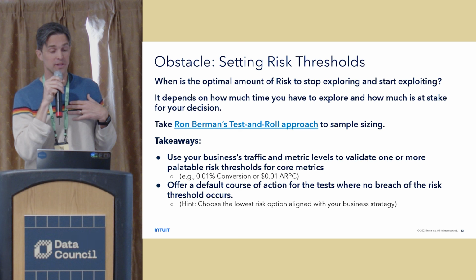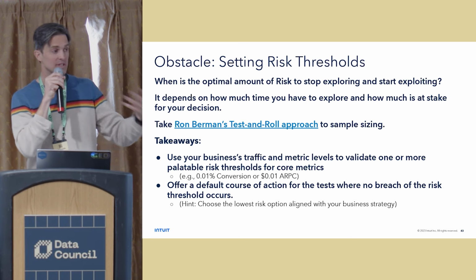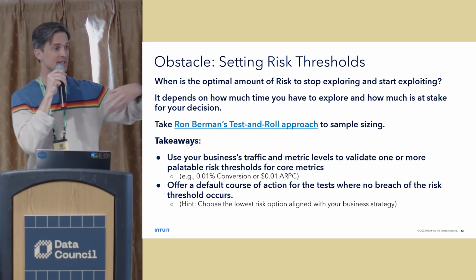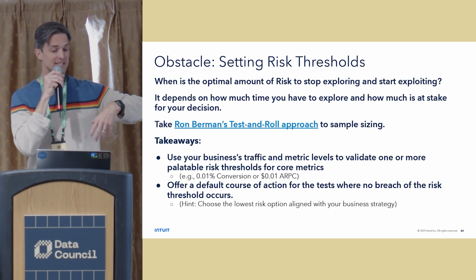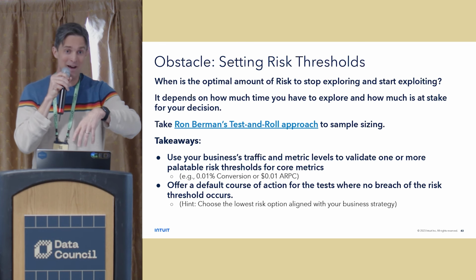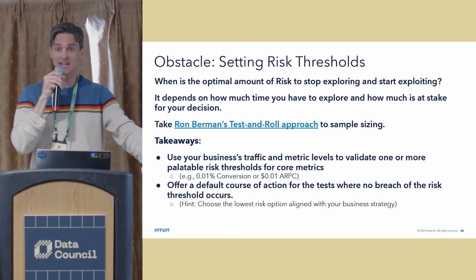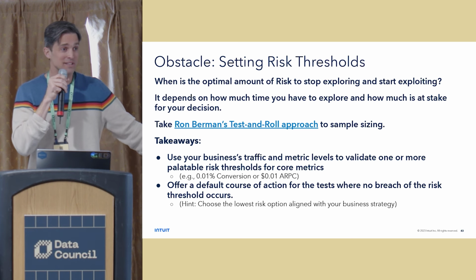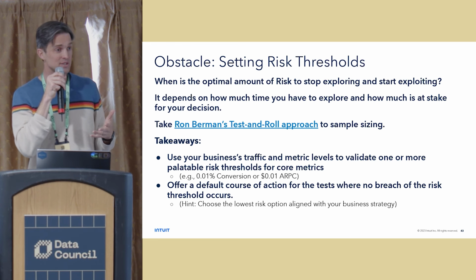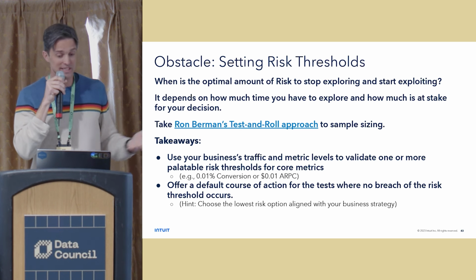A framework that I found really helpful was Ron Berman's test and roll approach. Typically when you do a power analysis, it's saying, how much sample do I need to achieve a certain accuracy on my test? And Ron flips that around and says, okay, given the sample that you have, what's the best testing criteria that you could apply to that sample? This is the reality we all live in. You have a limited number of customers that you're going to be able to run your tests with. What's the best decision criteria you could use in that limited sample?